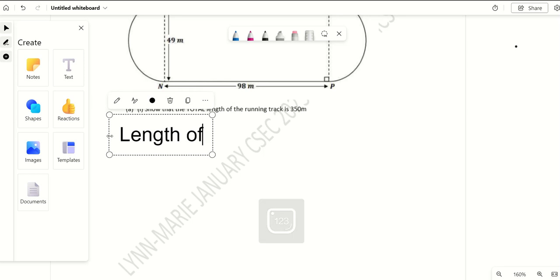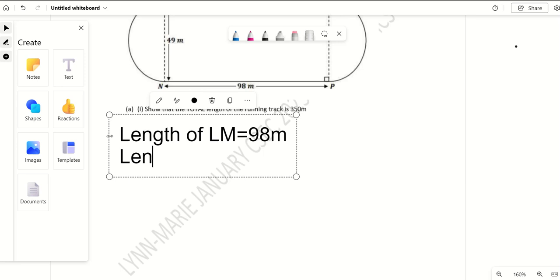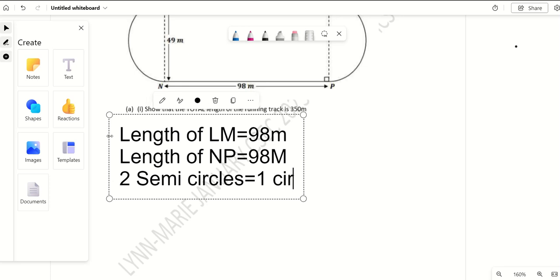Length of LM is equals to 98 meters. Right? Length of NP is also 98 meters. Right? Now, if we use two semicircles, two semicircles would give you one circle. If you were to join it up, it would be one circle.